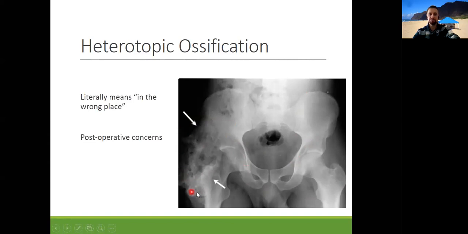So here you see this enormous mass. This is like horrifically bad, covering probably the abductors, the hip flexors. They probably have to excise this, so they'll have to go in and cut out anything that's not quality tissue.